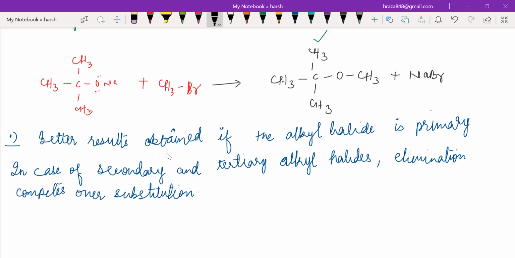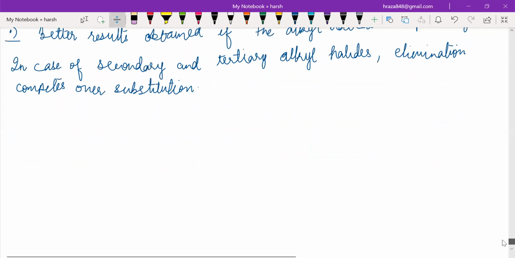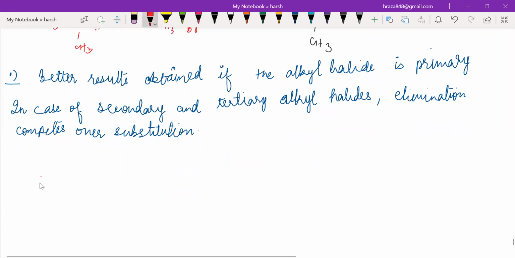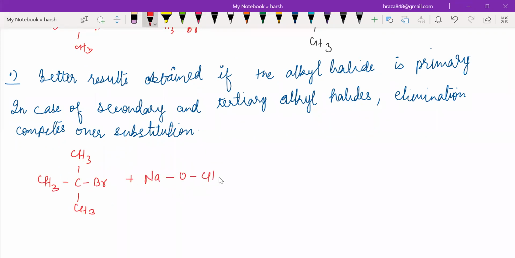Tell me, you can recognize whether it is a primary halide, secondary halide, or tertiary, by looking at it. Now, the point is that CH3, CBr, CH3, CH3. This is tertiary, and you are going to use NaOCH3. You can see this is alkoxide.